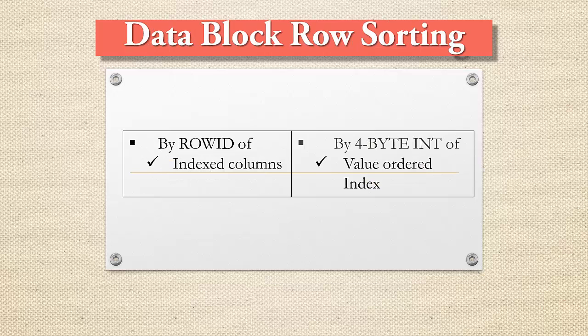How are the rows sorted in the data blocks that belong to an index subtable, either by the row ID of the index columns or by a 4-byte integer value of a value-ordered index?